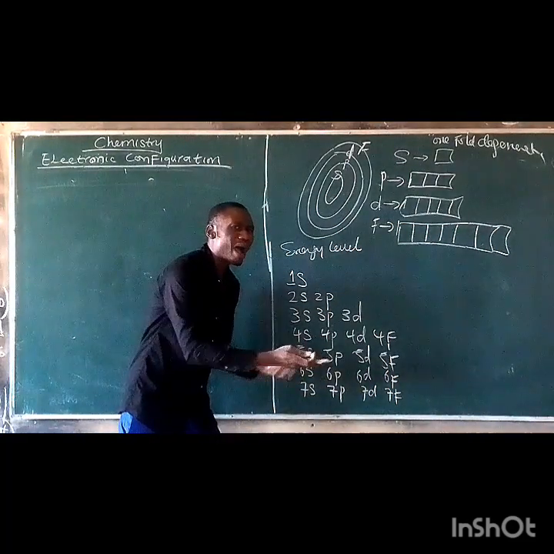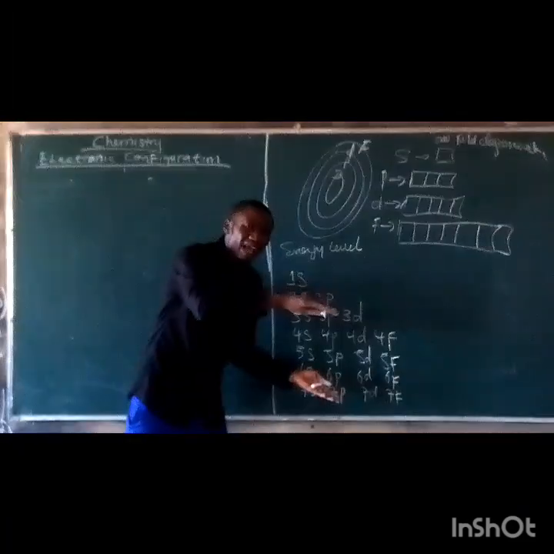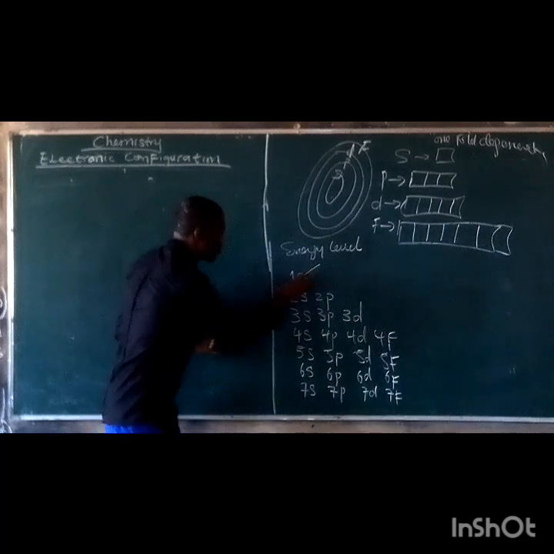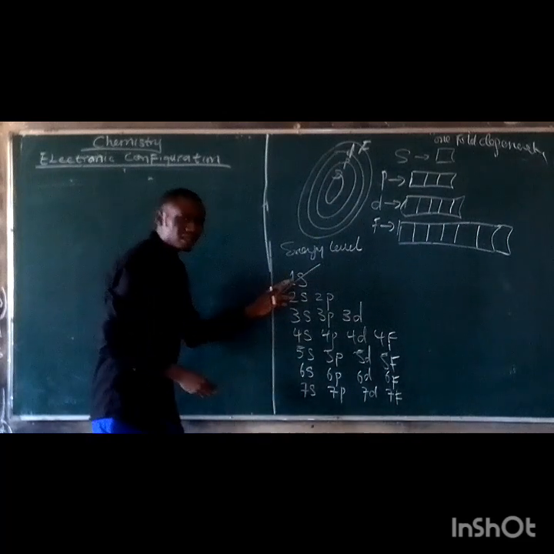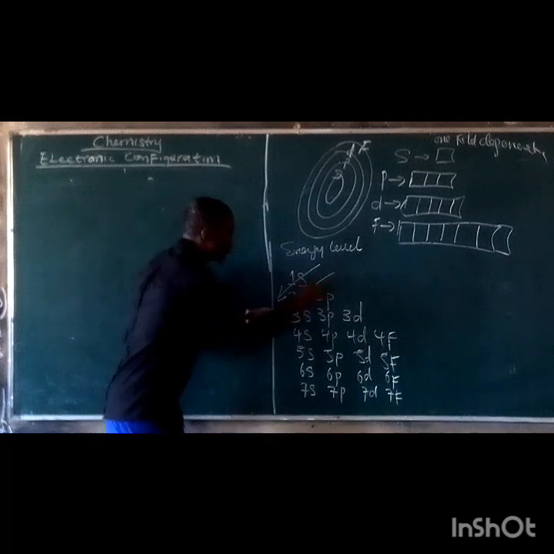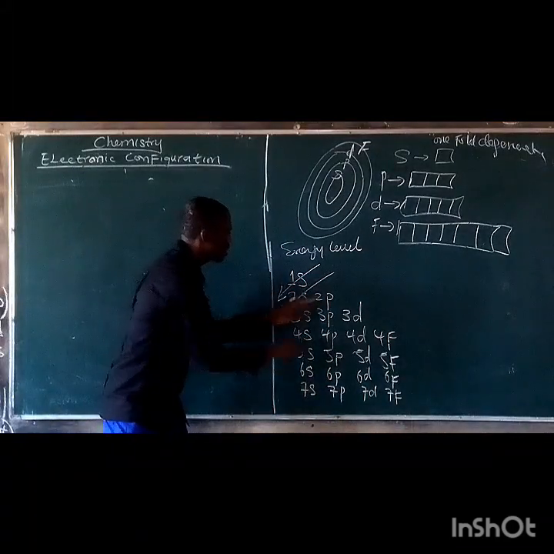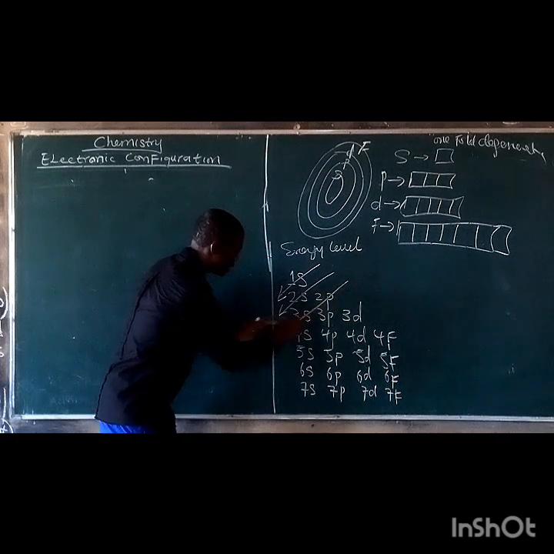Now, you notice that according to the Aufbau principle, electrons fill the orbitals from the lower energy level to the higher energy level. What's the lowest energy level, which is the s? Electrons will start filling from here, 1s. After the 1s, you have the 2s. After the 2s, you have the 2p and the 3s.